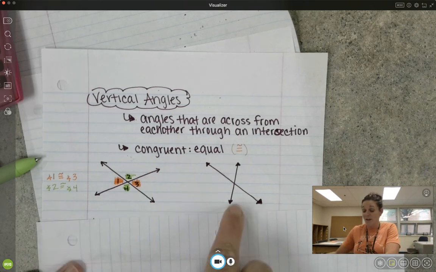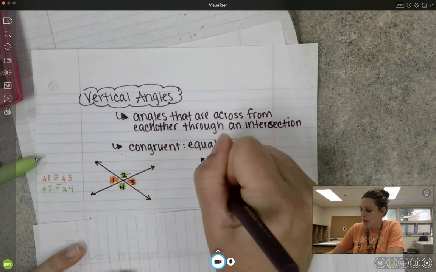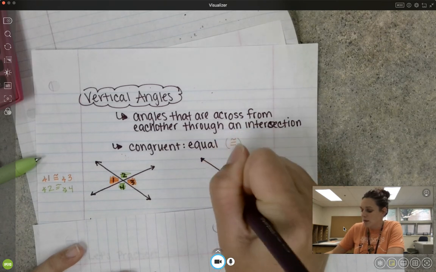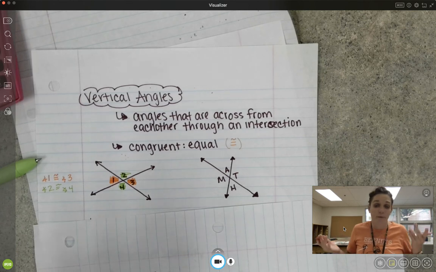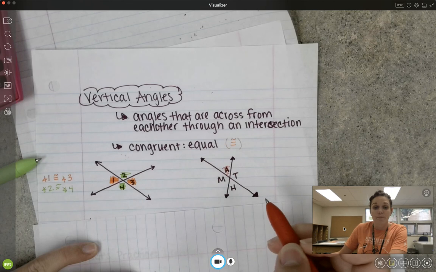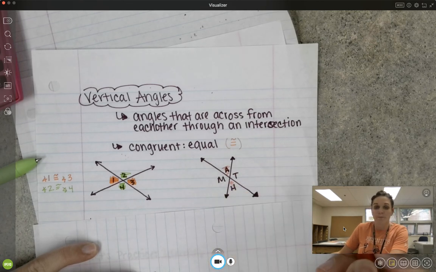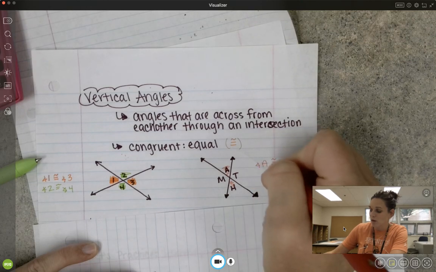All right, so let's take a look here then at this other intersection. I'm going to label them M, A, T, and H. Okay, so let's identify the pieces and parts. What is vertical? What is across from each other? Well, the first thing that you could say is what? Go ahead. Yeah? I can't really hear you. It's a video. All right, so we could say that A is across from H. So we can say angle A is congruent to angle H.